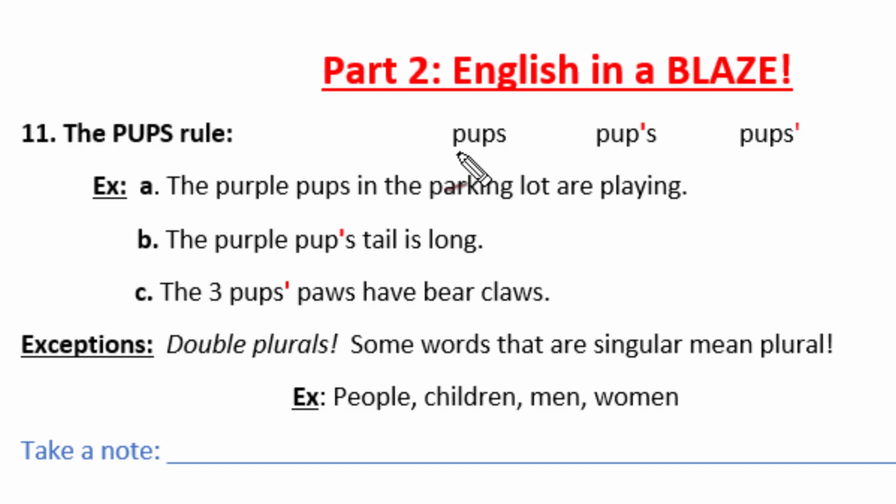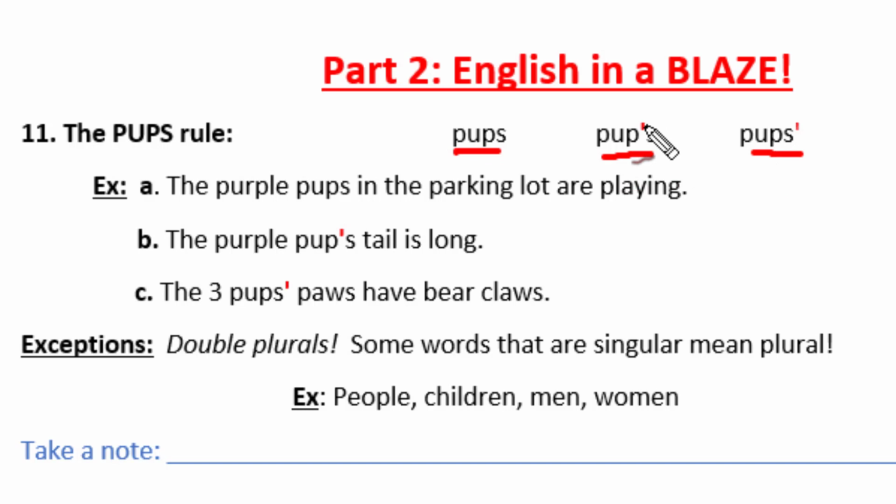We have over here, you see that we have PUPS, pup apostrophe S, and PUPS apostrophe on the outside. So starting up here, you see that this little mini name tag looks like a miniature name tag, and that means there's possession. No mini name tag, no possession, it's just plural PUPS. Here, there's possession, and here there's possession.